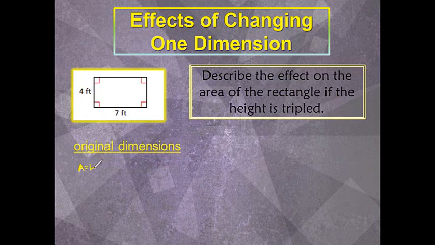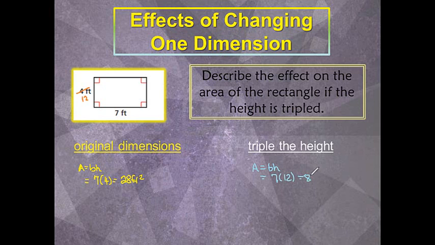Remember, area is base times height. So that's going to be 7 feet times 4 feet. We have 28 feet squared. Well, let's look at that. If we triple the height, we're going to be multiplying it by 3, so we end up with 12 feet. Okay, so the area would be base times height again. It would be 7 times 12, which is 84 feet squared.